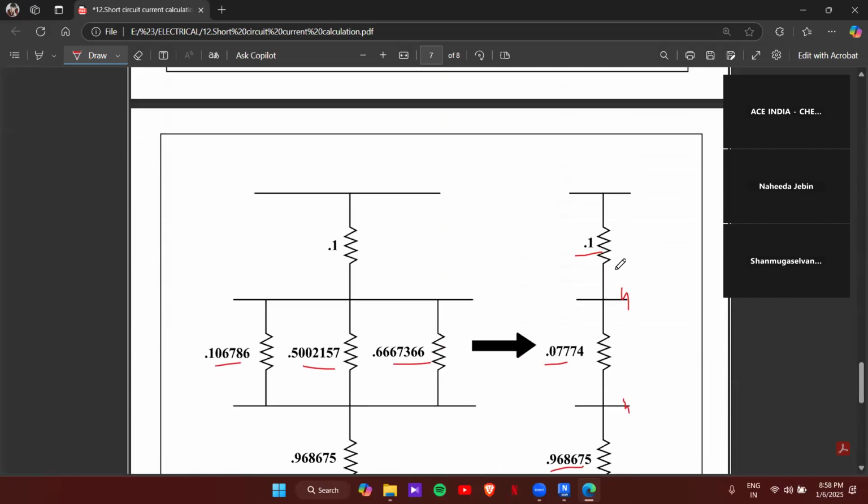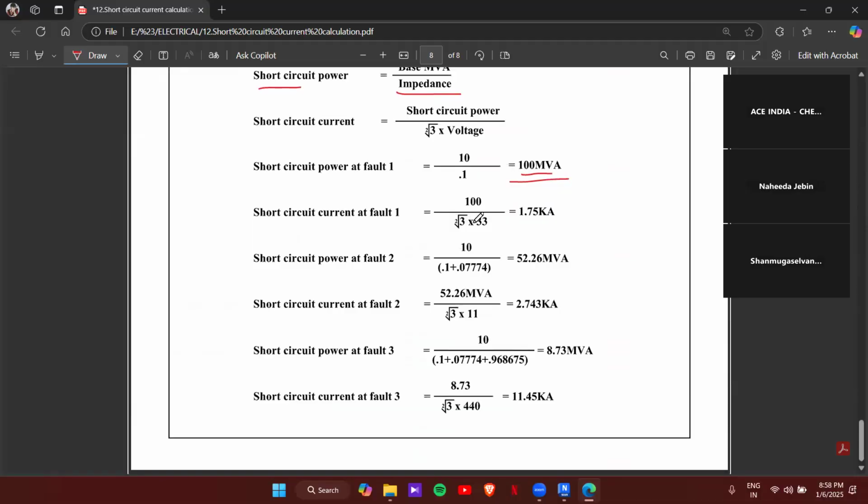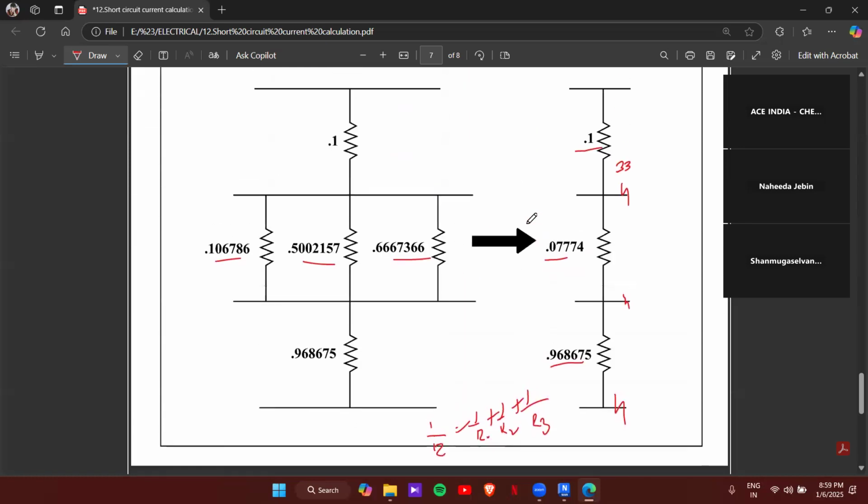Fault 1 means here the supply voltage is 33 kV, right? So it will be 100 divided by root 3 into 33. That means it is 1.75 kiloampere. Okay, so that's how you get short circuit current. So 1.75. Based on 1.75 kA, we'll provide the earthing at fault 1.